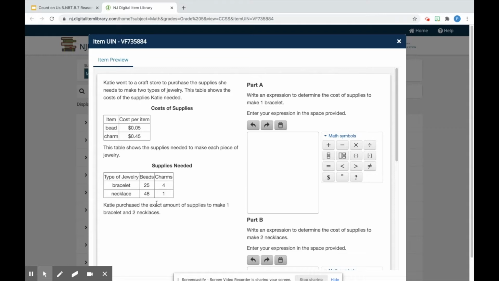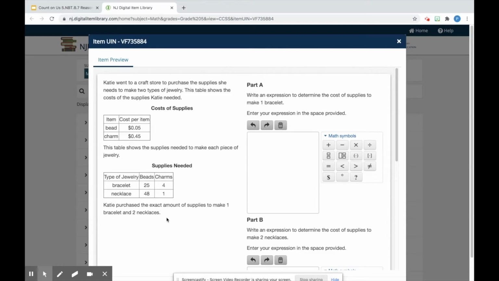All right, you all, that was a lot of information. What is the problem telling you? Okay, Katie's going to make some jewelry, and to make a bracelet, she needs 25 beads, and each bead costs 5 cents. And she also needs 4 charms to make a bracelet, and each charm costs 45 cents. To make a necklace, she needs 48 beads at 5 cents a bead, and 1 charm at 45 cents per charm. And she purchased the exact amount of supplies to make 1 bracelet and 2 necklaces. All right, do we have that information? Great. Let's get ready to do some math.